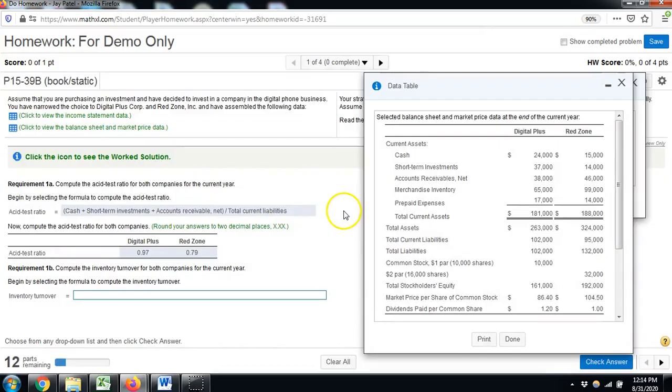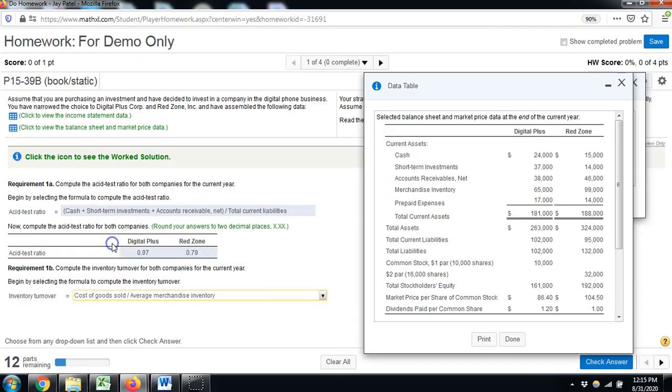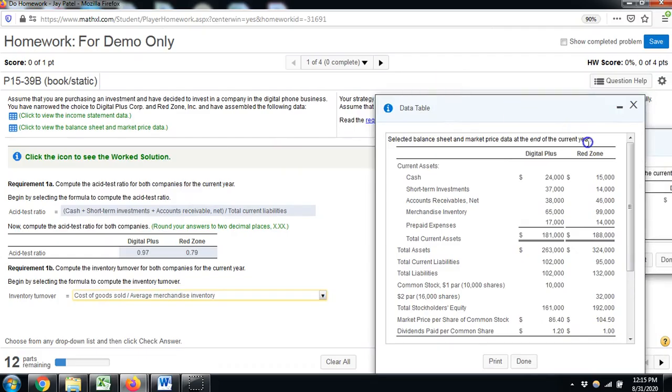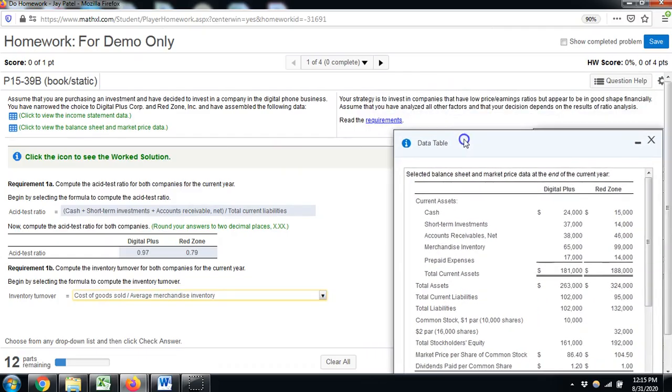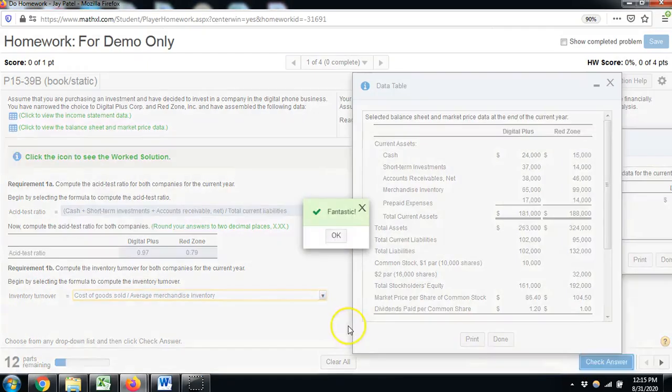Okay, so now inventory turnover. Inventory turnover basically is a measure of how many times you're able to churn your inventory through the sales process. So that's measured by a multiple of cost of goods sold. So it's this one, cost of goods sold divided by average merchandise inventory. Okay, so let's check that.